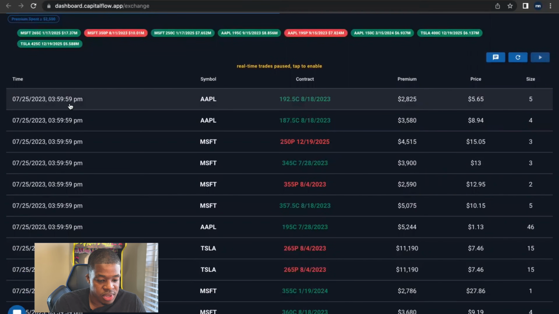So right before the market closed at 3:59. This is the time. This is the symbol. So we have Apple. Somebody bought Apple.